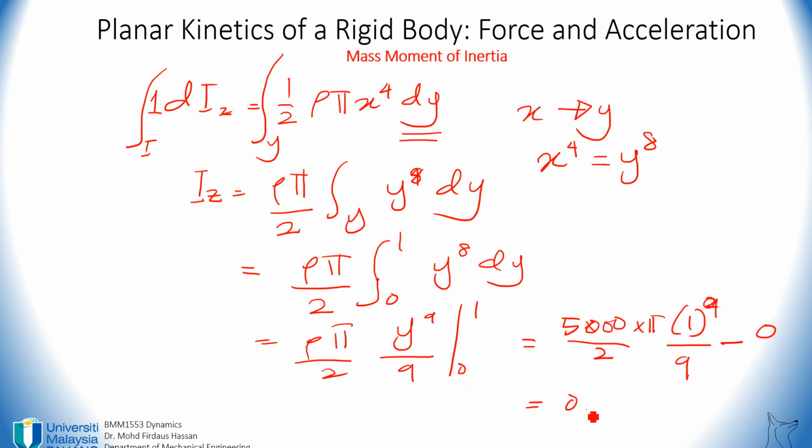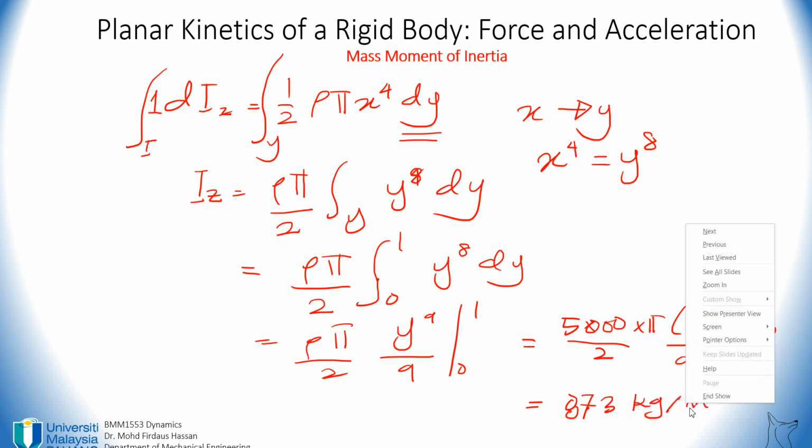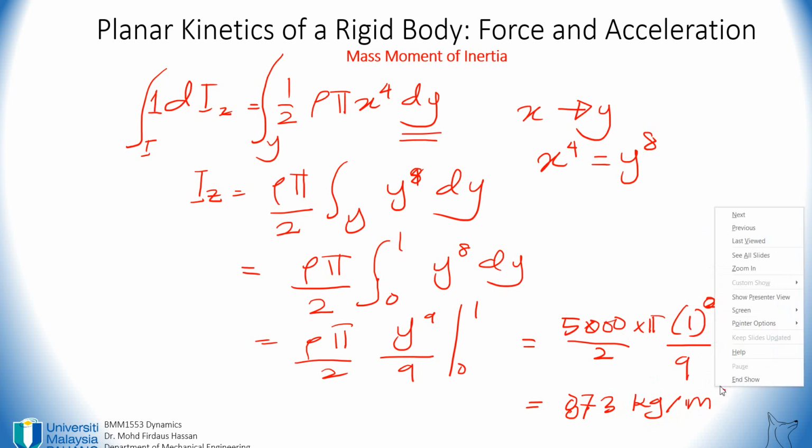So you get the answer. It should be 8.873 kilogram meter square. Okay, that's the mass moment of inertia for this answer.